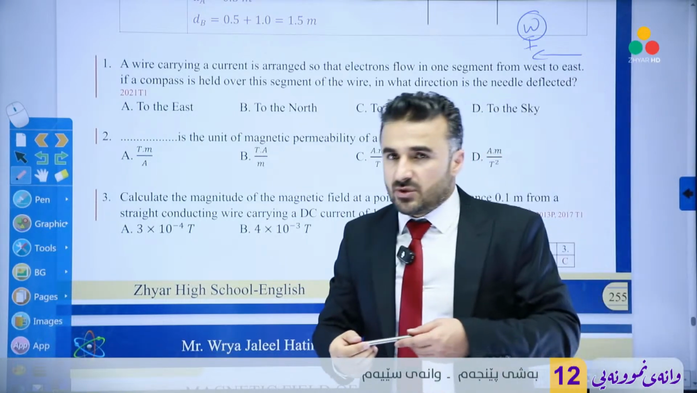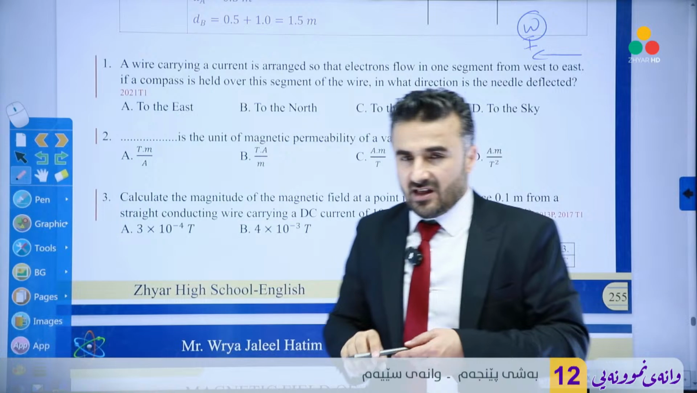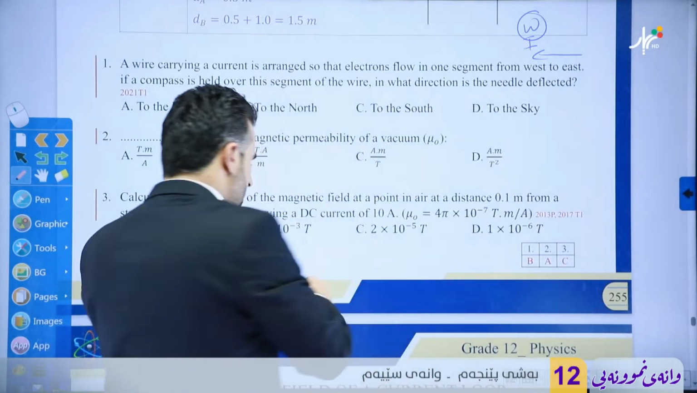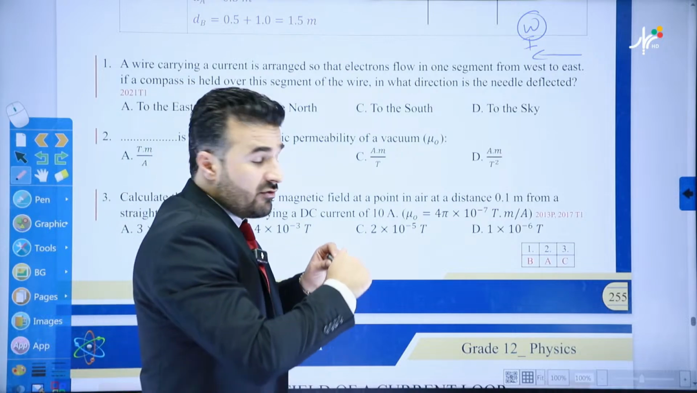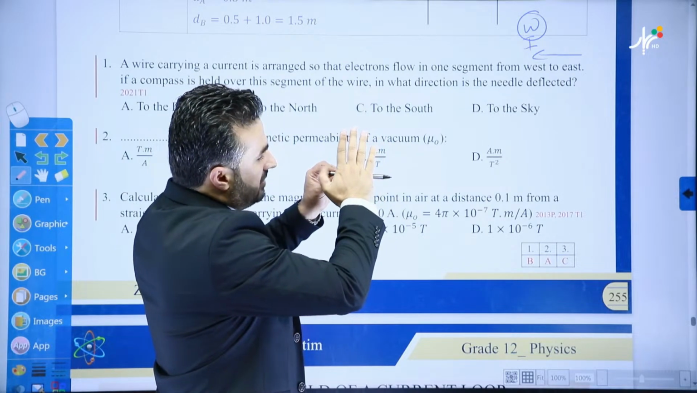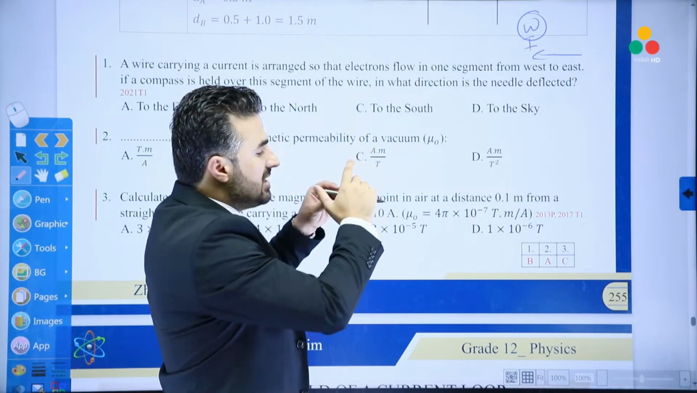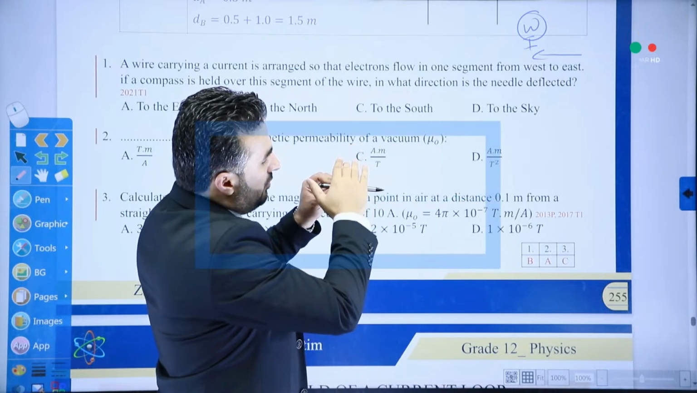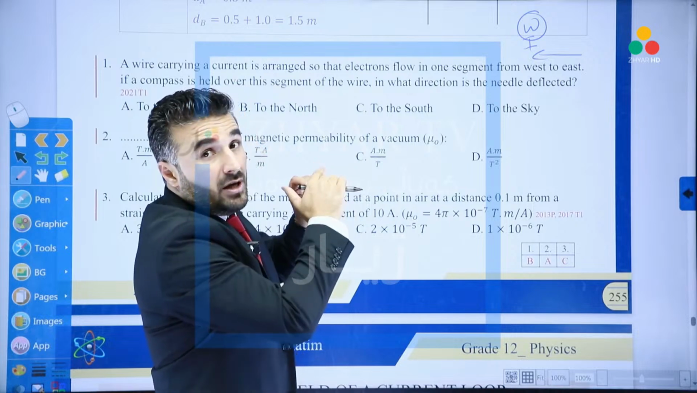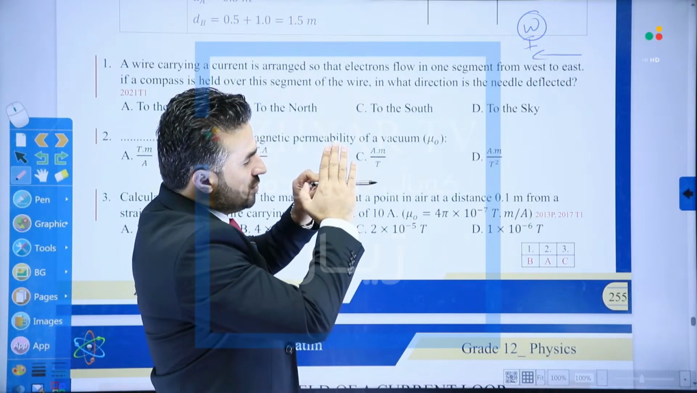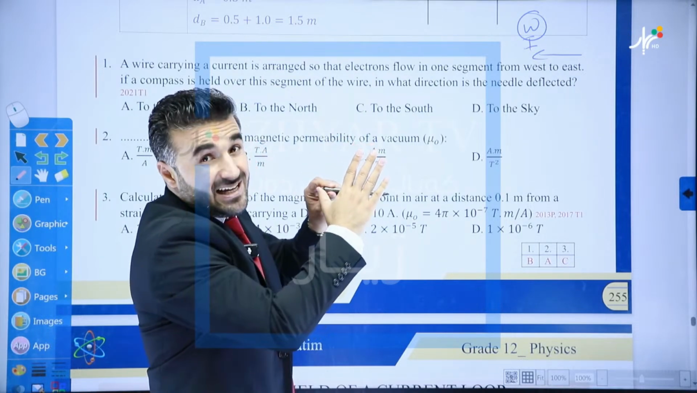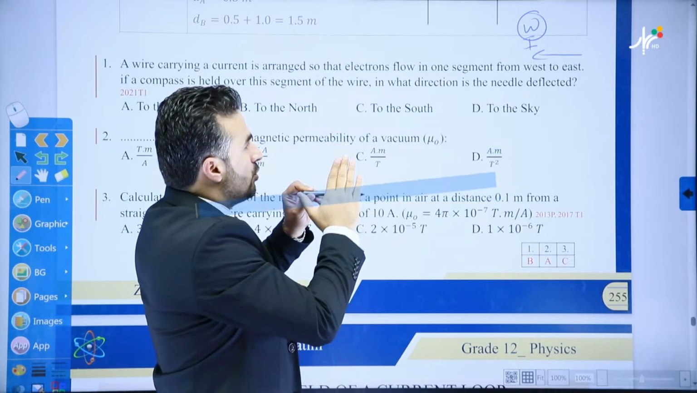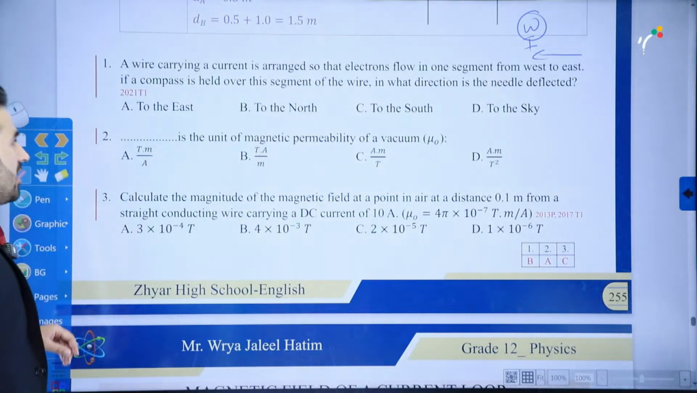So if the current is moving to the west, and a compass is held right above the wire, here's the direction of the current, basically going west. Which direction will the compass point? Here's how your fingers curl, tangent to the circle, as long as your thumb is along the direction of the current. So in this case it is going to point north, and of course that is B here.